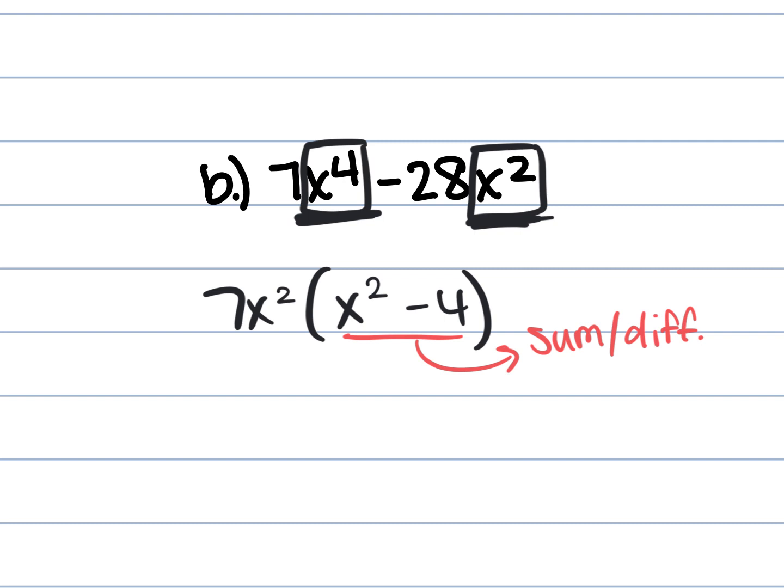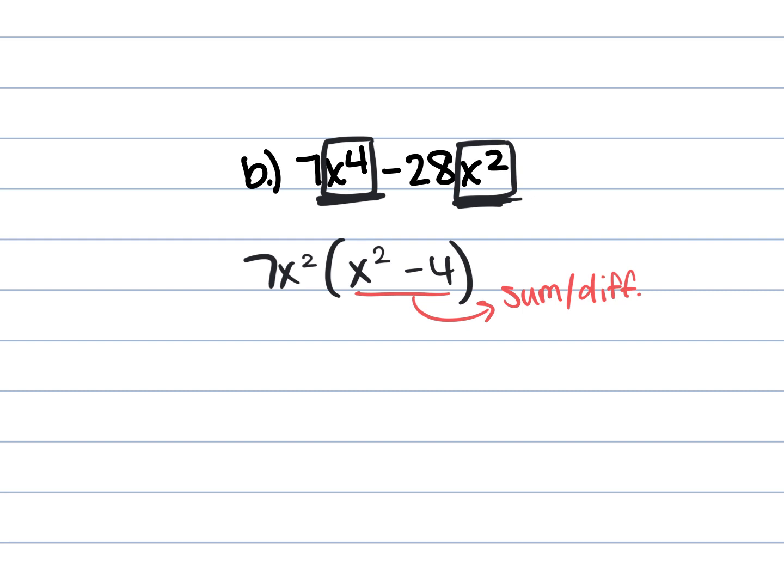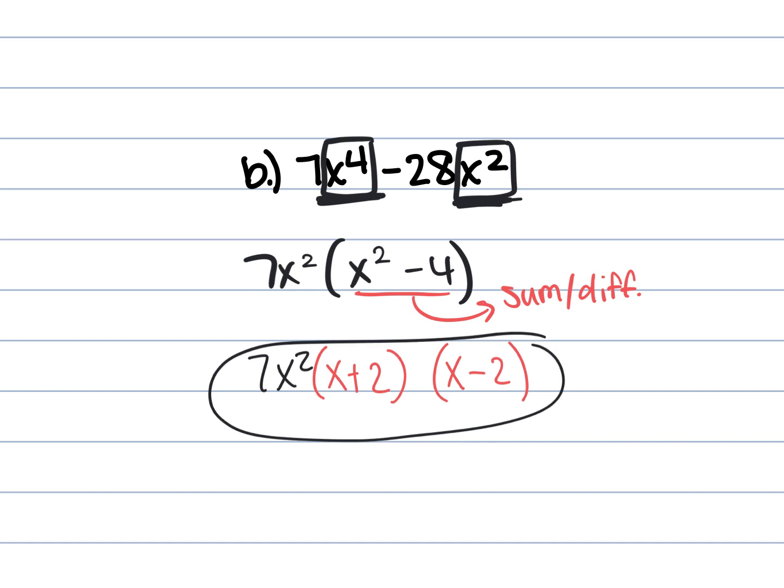We can continue to factor because why, Andrea? It's a negative sign. As long as there's a minus sign, you can continue to factor. X squared minus 4 is going to factor to what 2 terms? X plus 2 and x minus 2. But don't forget the GCF that you factored out. What was the GCF we factored out? 7x squared goes out in front, and now we're completely factored.